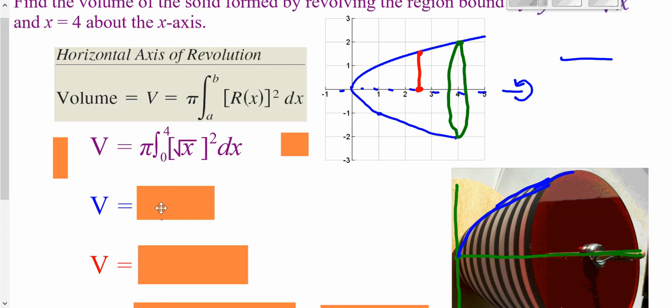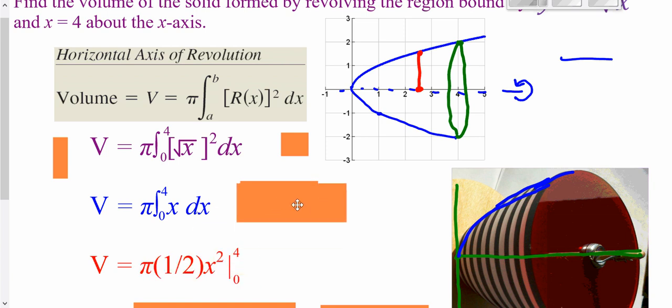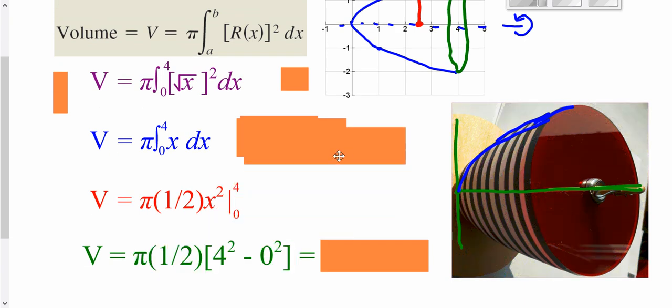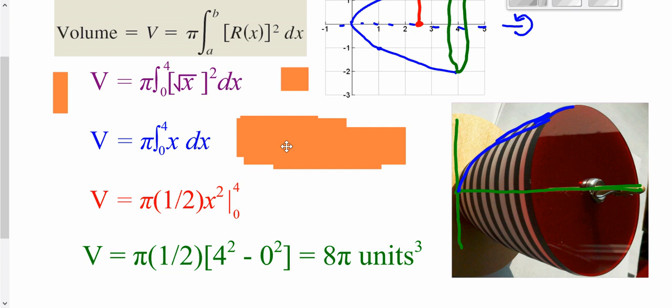We can simplify this a little bit. We can square your square root and we just get x. And now that's pretty easy to integrate. So we integrate and we evaluate, plugging in our 4 minus what we get when we plug in 0, and we get, in this case, 8 pi.